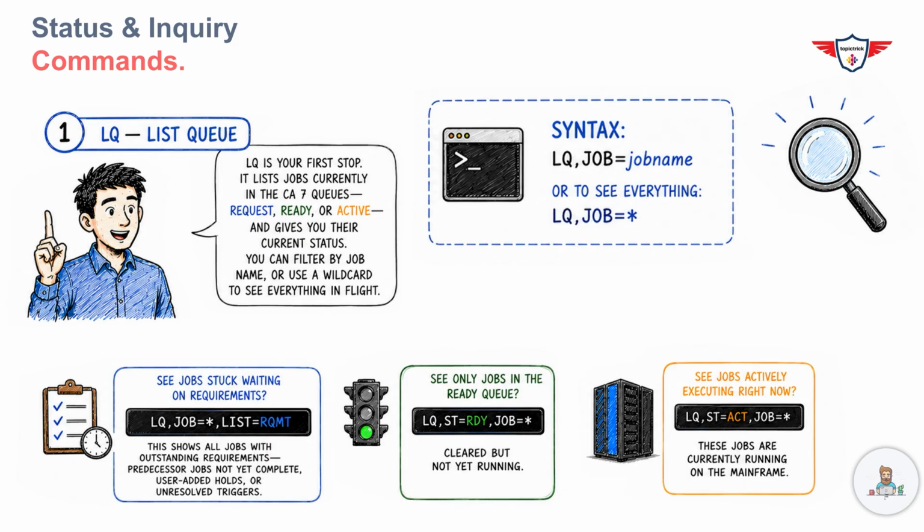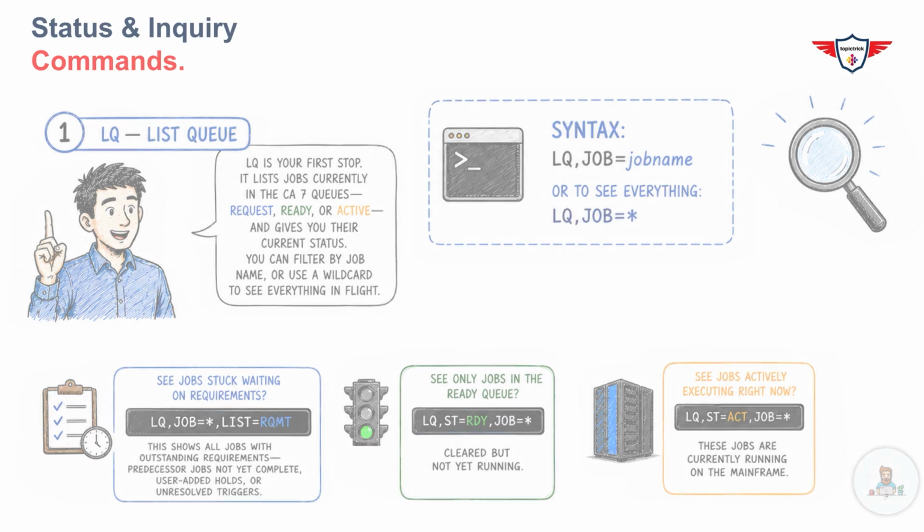Now the next one is, let's say you want to see which jobs are right now in execution mode, or actually running. In that case, you can use LQ,ST=ACT,JOB=*. This will show you all the jobs which are actively executing right now. These three variants of LQ, that is ready, request and active, should be the first thing you run when you get a call saying something isn't running.